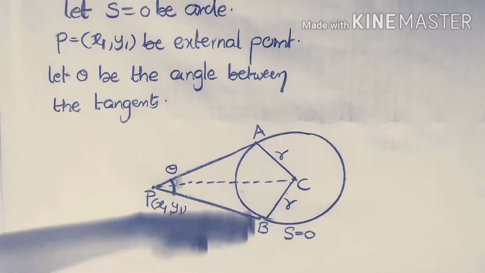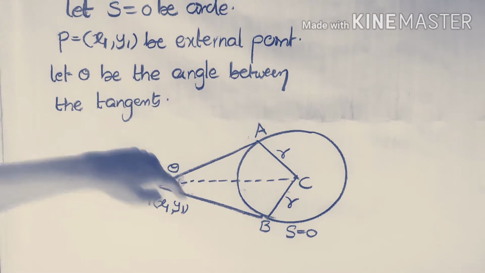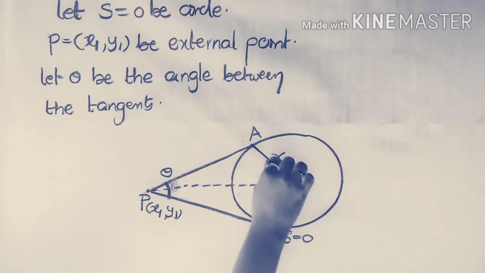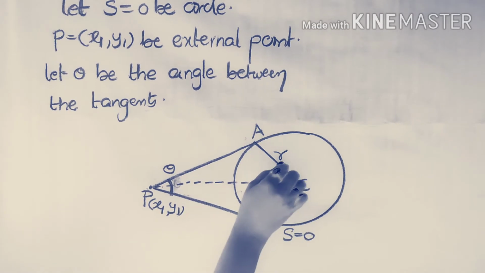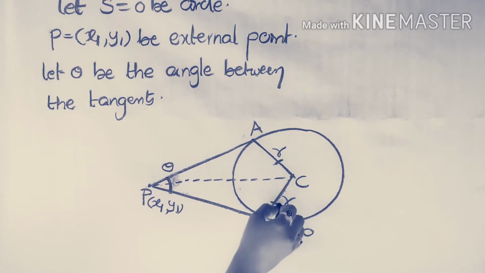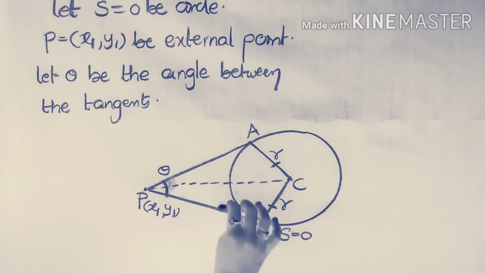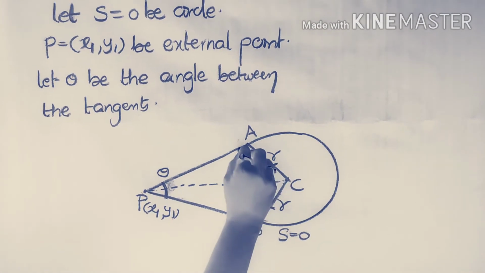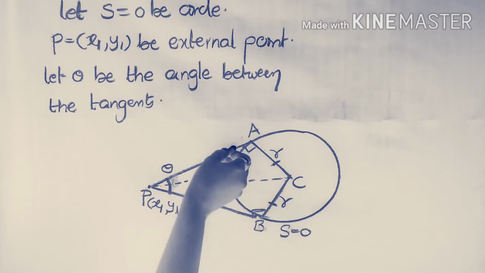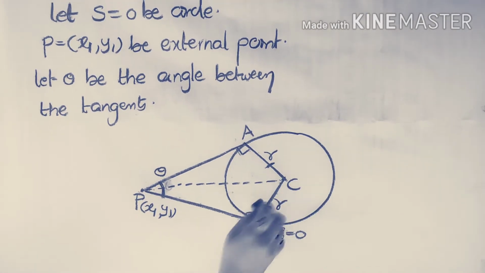Now here we have two triangles. The first triangle is PAC and the second triangle is PBC. In these two triangles, when we observe, the side AC is equal to BC, and PC is the common side of the two triangles. This is the side of the first triangle, this is the side of the second triangle. At the same time, the angle is equal to 90 degrees, because the angle between the tangent and radius is 90 degrees.